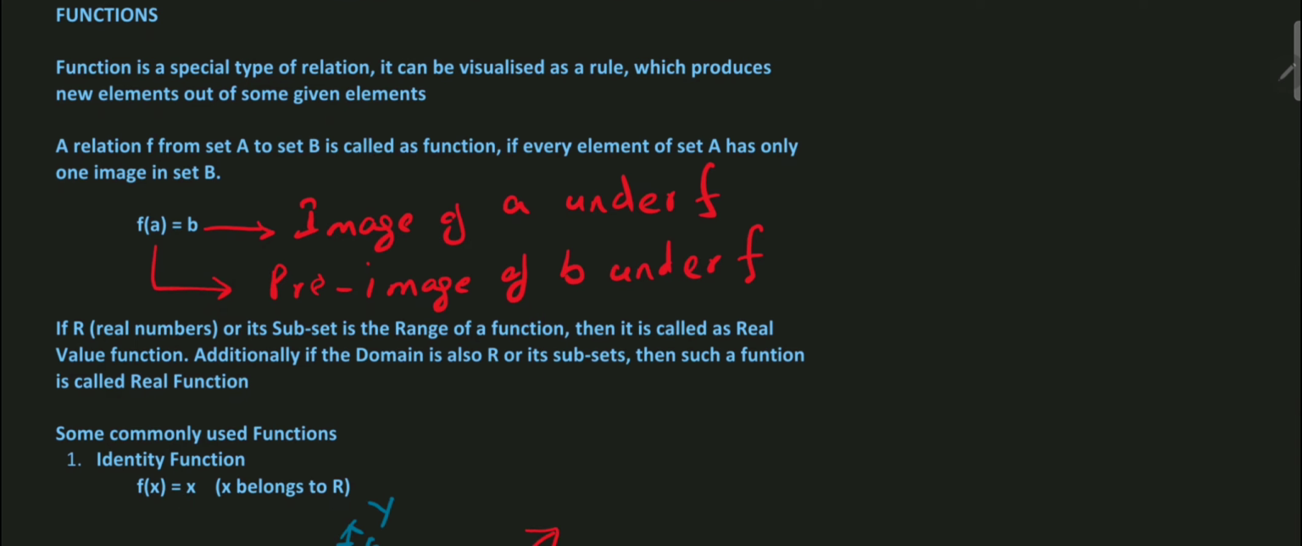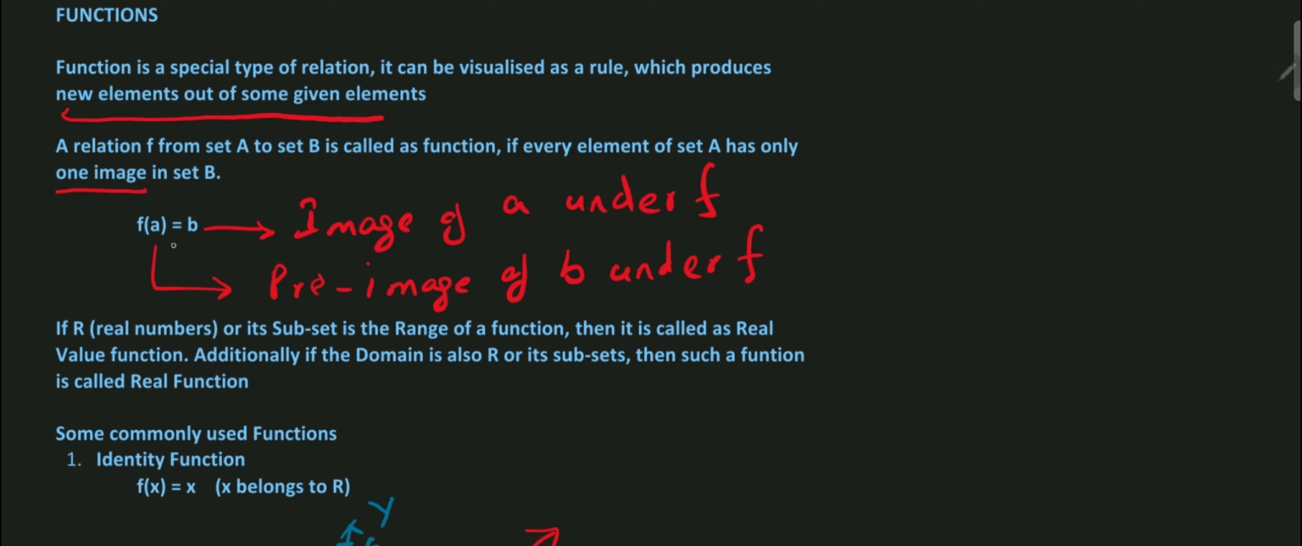Then comes the function. A function is a special type of relation. It can be visualized as a rule. It can produce new elements out of the given elements. A relation F from set A to B is called a function if every element of set A has only one image in set B. It should not result in 2 or 3 images. It should give a unique answer. That's what it means: it should have only one image in set B.